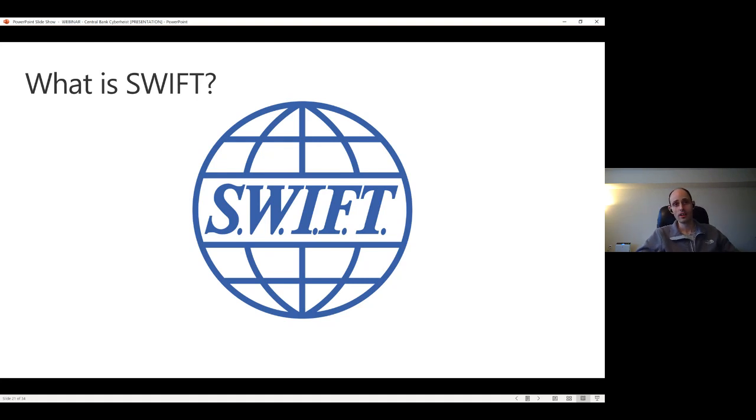Let me explain. If Bangladesh Bank legitimately wants to send money to the Philippines, it will send them a SWIFT message with all of the details. The message would also be sent to the Federal Reserve in New York because it has bank accounts for both Bangladesh's central bank and the Philippines.